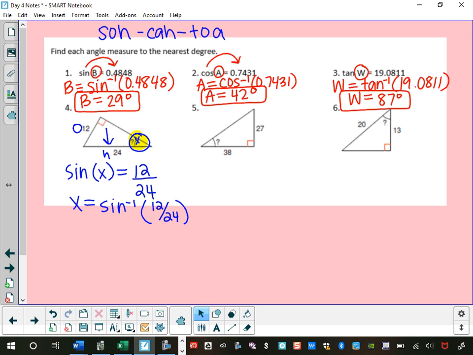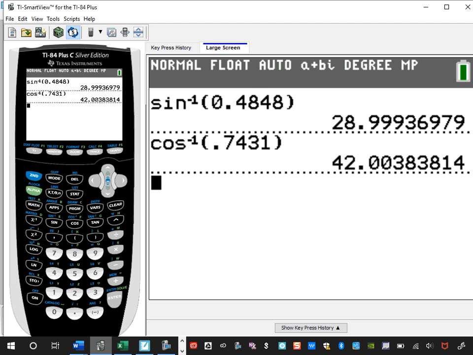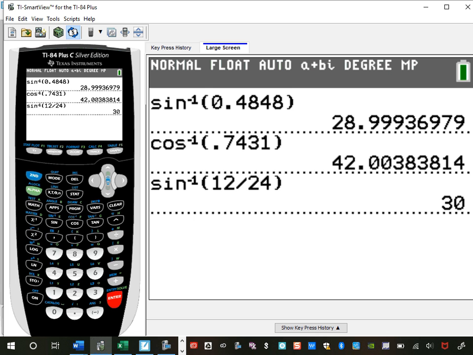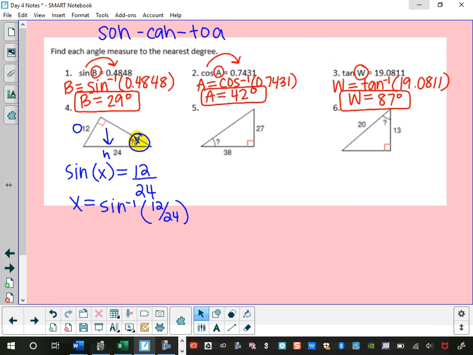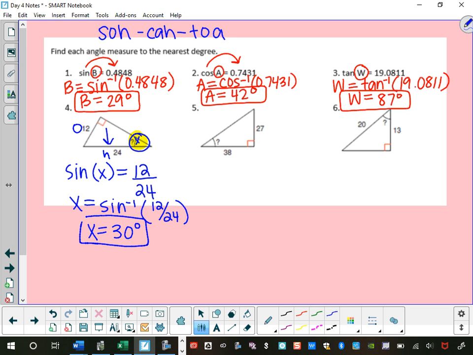We can put that right into our calculators. So go to your calculator. We're going to type in inverse of sine and then 12 divided by 24. Did you guys get 30 degrees? Yeah. All right, good. Sometimes it's a pretty number like that and you don't have to round it. So x is equal to 30 degrees.